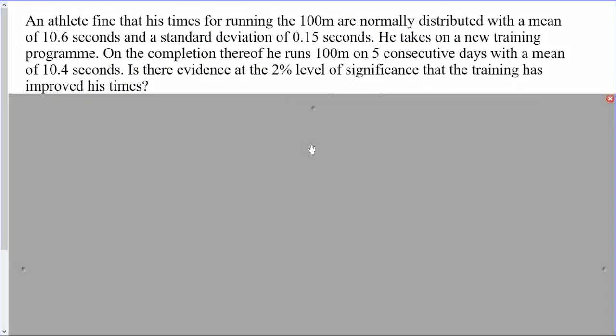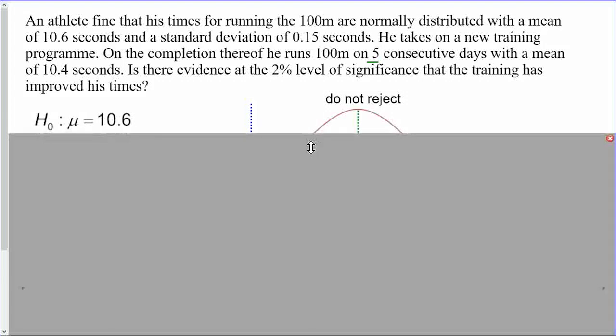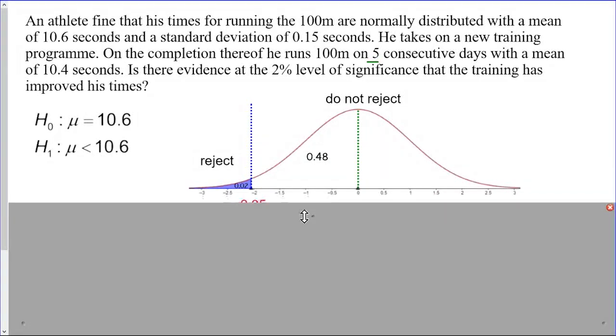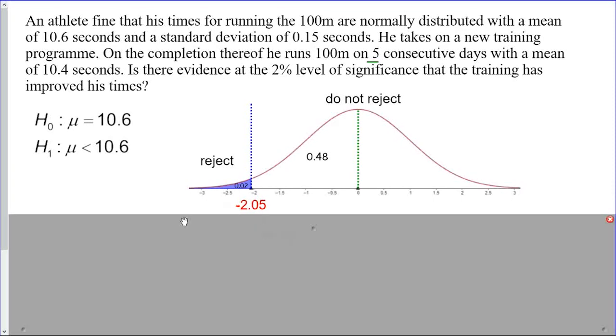An athlete finds that his times for running the 100 meters are normally distributed with that mean and that standard deviation. He takes on a new training program. Thereafter, there's a sample of 5 days, and he finds that his mean time is now 10.4. Is there evidence at the 2% level of significance that the training has improved his time? So our null hypothesis is that the mean time is 10.6. The alternate hypothesis is that it's less than 10.6. Have the times improved? Improved obviously means got less. And this is at the 2% level of significance, so single tail.